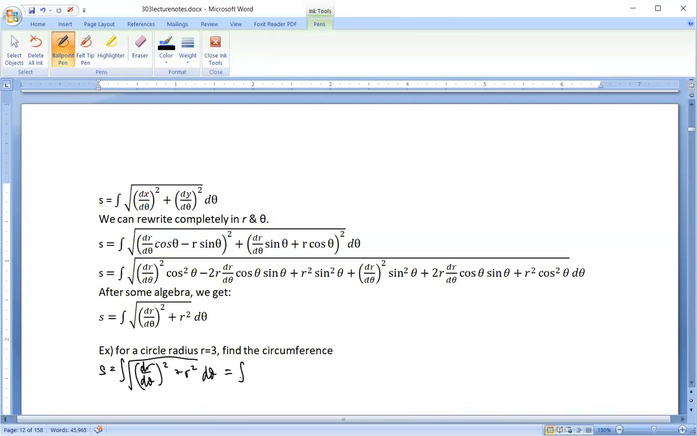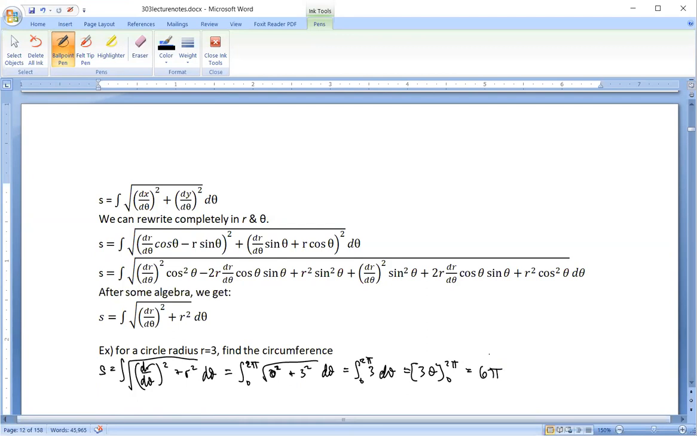And now for this particular problem, we know the boundaries because it's a circle and circumference. We know we're going 0 to 2 pi. And then dr d theta, notice that r is just 3, so dr d theta is just going to be 0. And then plus r squared, r is just 3, so that's just 3 squared, square root of all that, d theta. Well, that's just the integral of 3 d theta from 0 to 2 pi. That's just 3 theta from 0 to 2 pi.